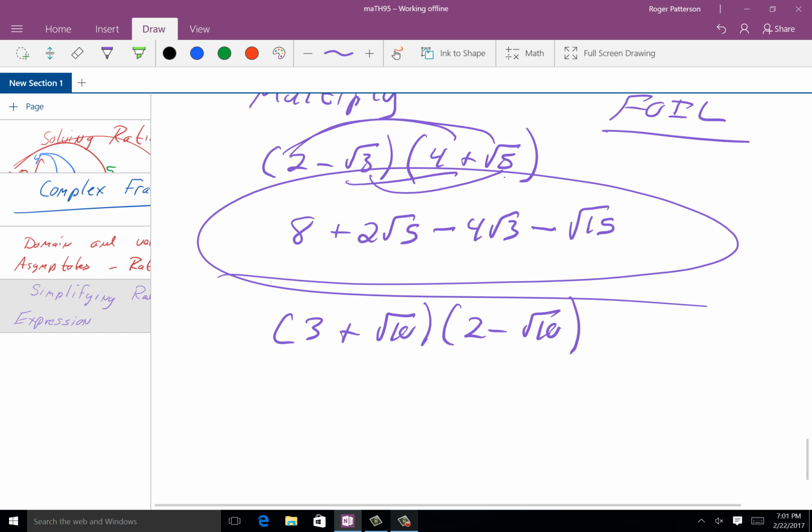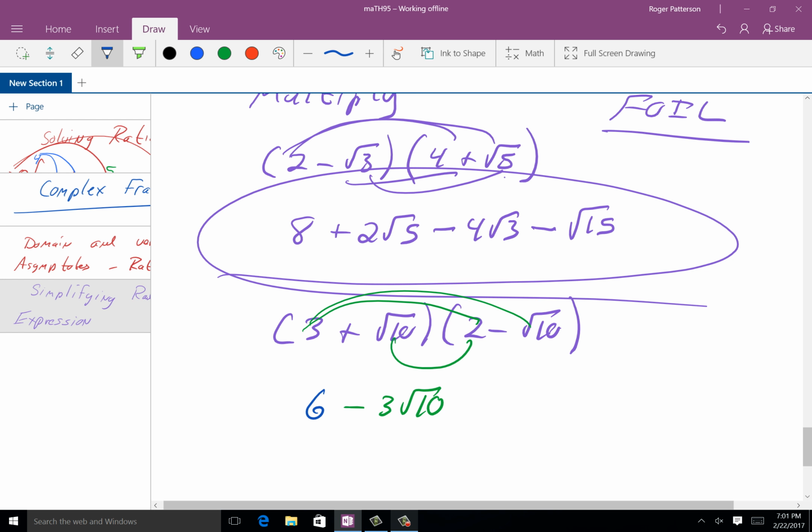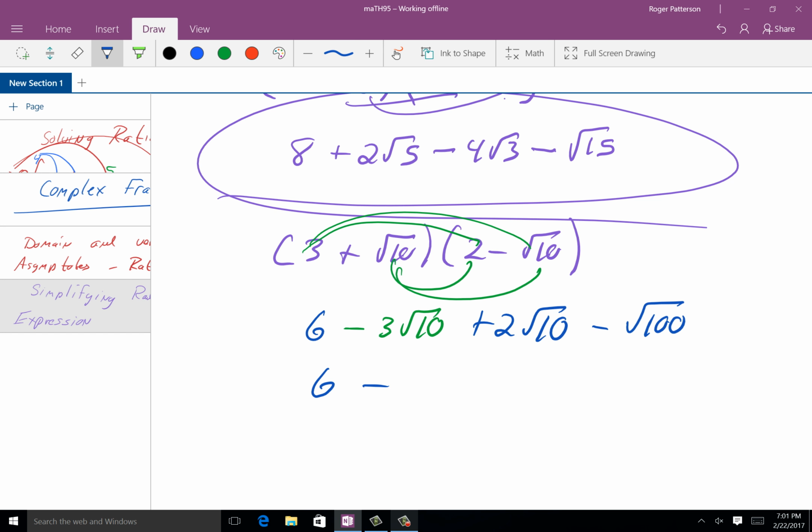Okay, so now let's say we have something like this one. We're going to FOIL again because that's how we multiply. So I'm going to FOIL here. 3 and 2, what's that going to give us? 6. And then I have 3 times 5 there, so that's going to give me square root of 10. Then I'm done with that one. So now I go this way. 2 square roots of 10, yep. And now I'm going to go this way. Negative square root of 100 or 10. So we have 6 minus 3 square roots of 10 plus 2 square roots of 10, and the square root of 100.